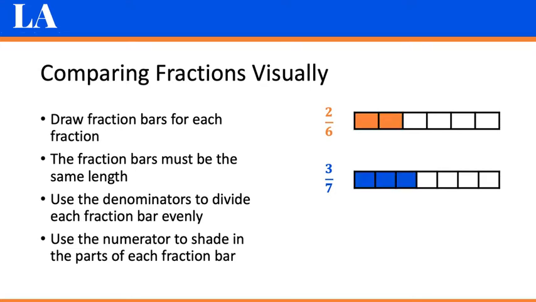Next, we look at the numerator. And the numerator tells us how many parts are going to be used. So in the first fraction, 2/6, we see the numerator is 2, so we have 2 shaded parts of the 6. And the next fraction is 3/7, so we have 3 shaded parts of the 7.